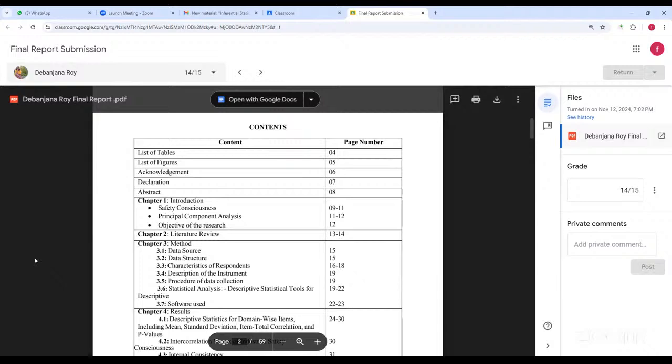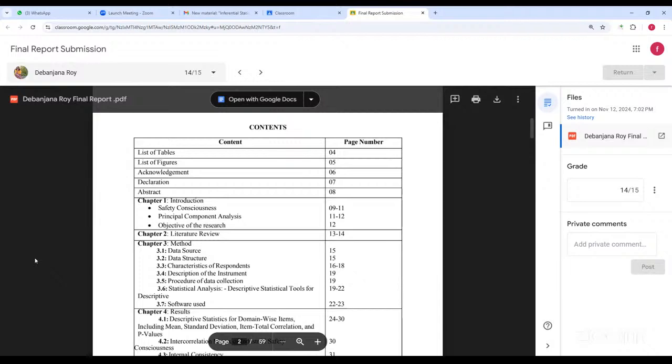Next is the objectives of the research. Next, we will go to chapter 2, literature review. So the literature review part will be almost the same, except that you are using correspondence analysis. And here it is the principal component analysis. Chapter 3, method. And these are the units of this method.